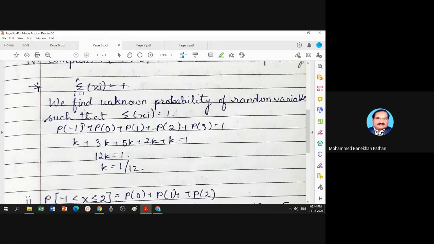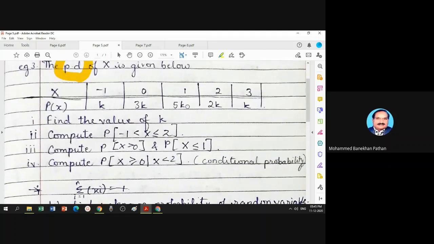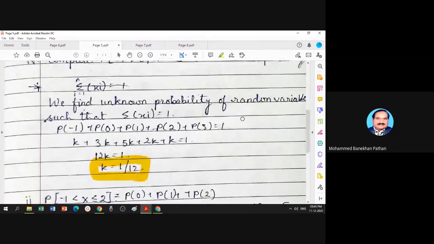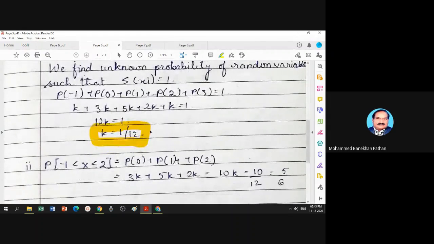Now what is given? P for minus 1 is k, P for 0 is 3k, and so on. Total should be 1. So the answer is 12k equal to 1. Therefore, k should be 1 by 12. So what is the meaning of this value? It is only one constant from the real line. For that constant, this table will be taken as a probability distribution, otherwise not. It is a single value which gives the given P(x) as a probability distribution.